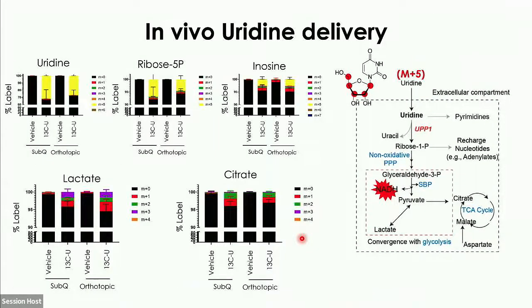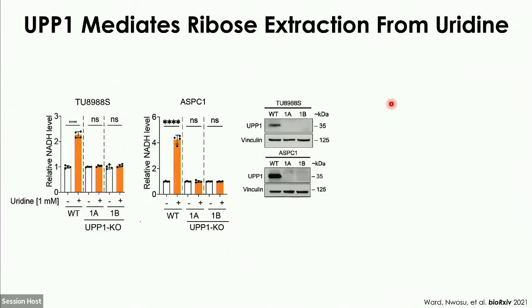Furthermore, we saw near identical patterns of uridine metabolism in vivo to those we observed in vitro when we delivered this isotopically labeled uridine to mice bearing either orthotopic or subcutaneous pancreatic allografts. These results demonstrate that uridine is a metabolic fuel and it can be utilized in pancreatic tumors in vivo.